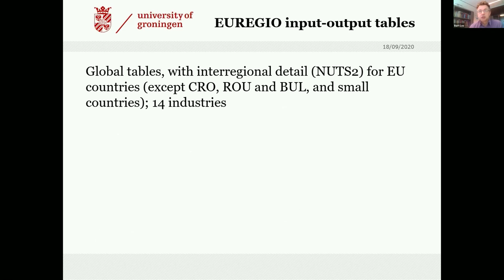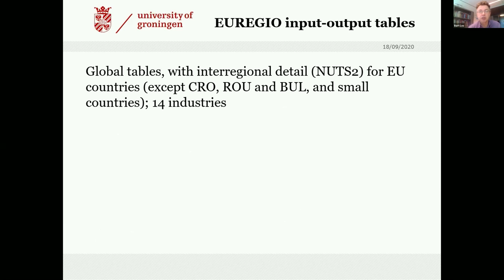So what do these Euregio input-output tables look like? They are global input-output tables, quantifying in a sense the global economy, but then with interregional detail at the NUTS 2 level for EU countries.